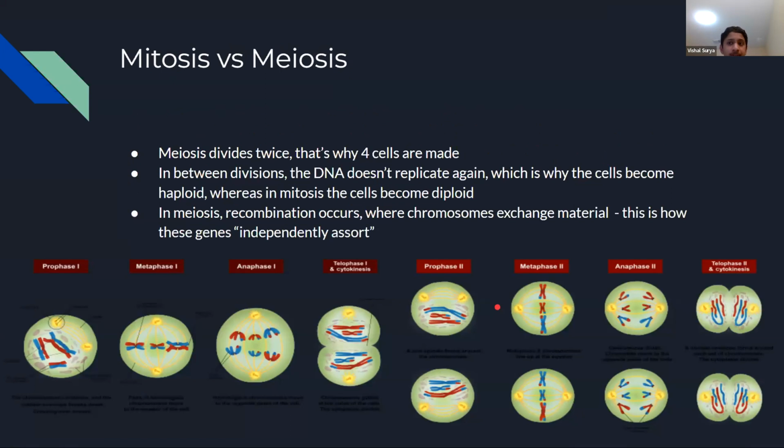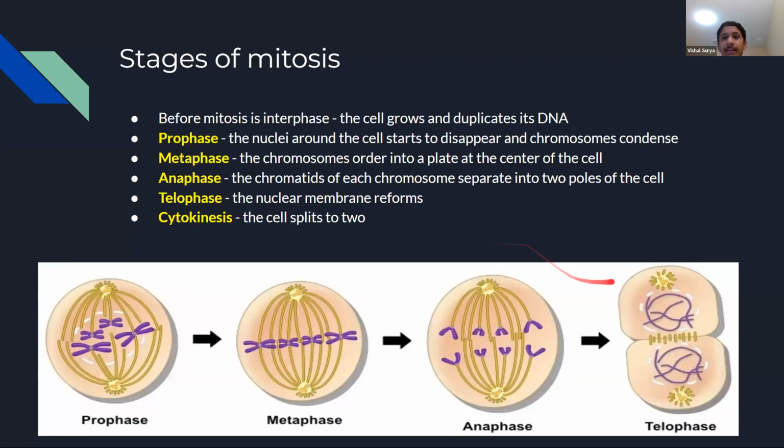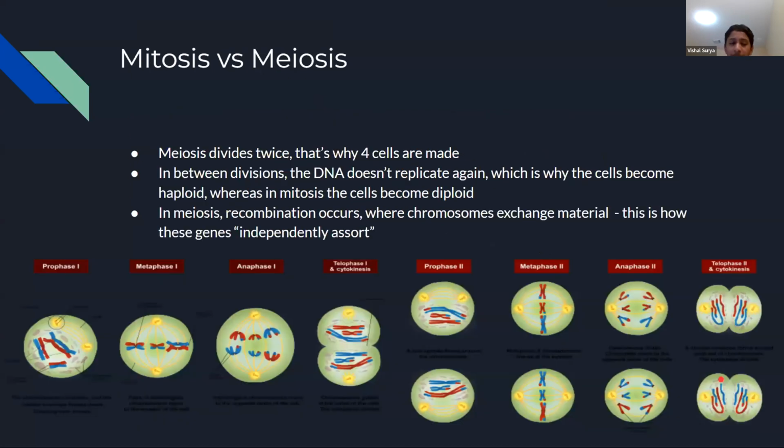So now let's look at meiosis. Then I'll get to your question about one parent producing nothing and one parent producing both alleles. The difference between mitosis and meiosis is that meiosis divides twice. That's why 4 cells are made instead of 2. Here we have 2 cells. If each one of these cells divided again, they would produce 4 cells. But then you might be asking, wait a minute, why doesn't the DNA still remain the same in meiosis? Why are they haploid now? The reason is that between the first and second division, the DNA doesn't replicate again. So it just splits in half.